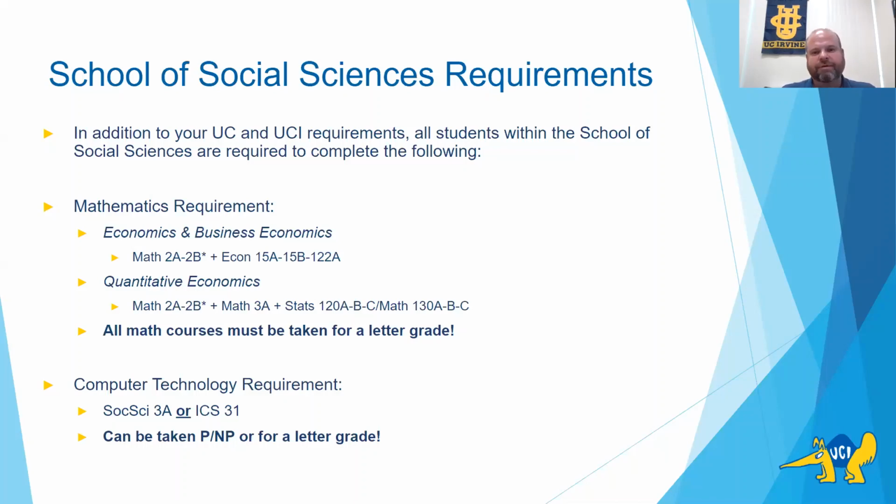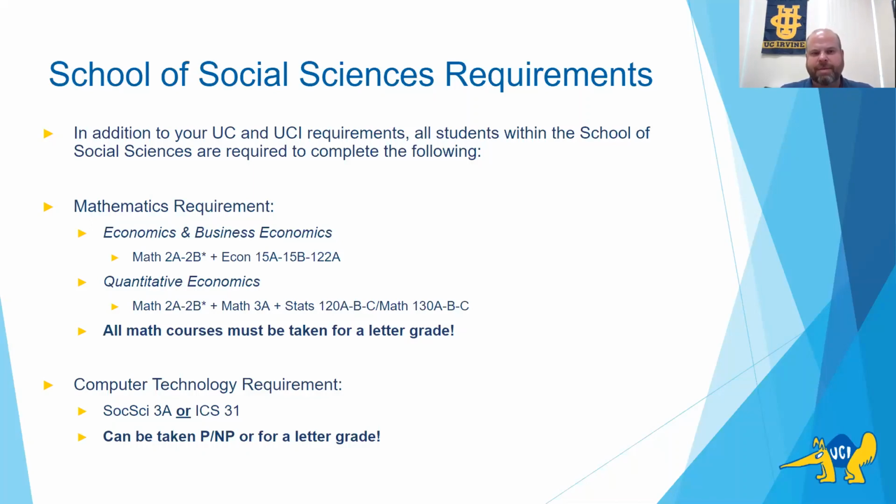And then the second requirement for the School of Social Sciences is the completion of our computer technology requirement. That can be completed one of two ways, either with Social Science 3A, which is the more common option because we offer it here in Social Sciences, or, if you are lucky enough to get into the class and want to take it, ICS 31, which is a computer programming class built for computer science majors. That's an option as well. It just is a little more challenging to enroll into that course.